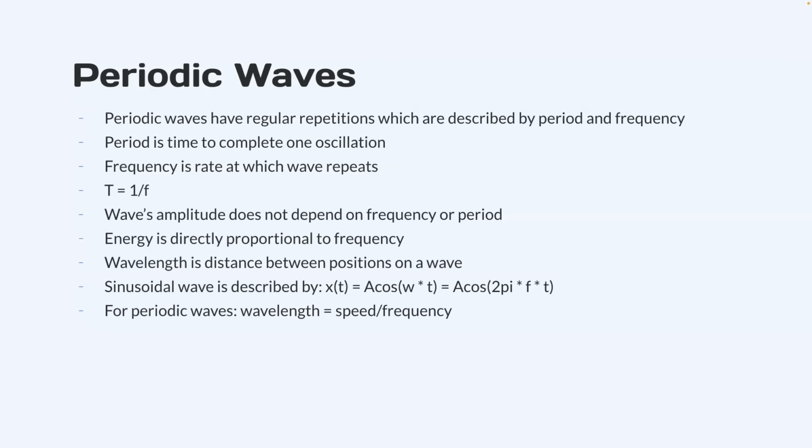The wavelength is the distance between two consecutive points on the wave. So the distance between two troughs or two crests. So two of the top ones or two of the bottommost points. Sinusoidal waves are described by these two functions, or you could replace cosine with sine. So it's just a cosine omega t or a cosine 2 pi f t. For periodic waves, wavelength is equal to speed over frequency.